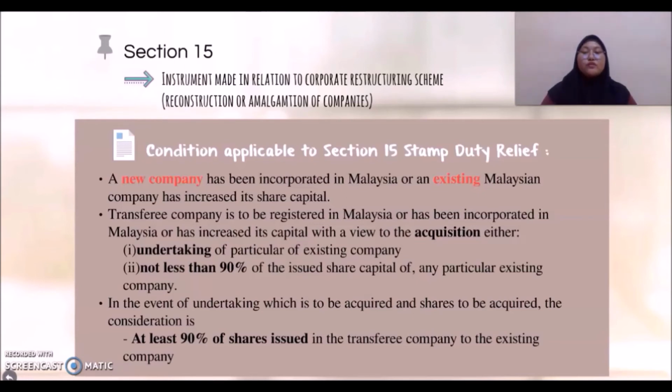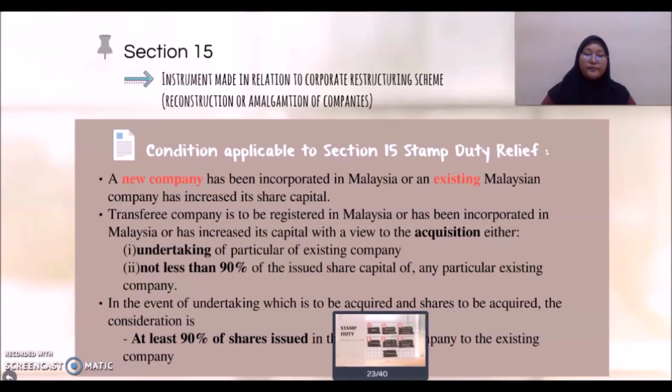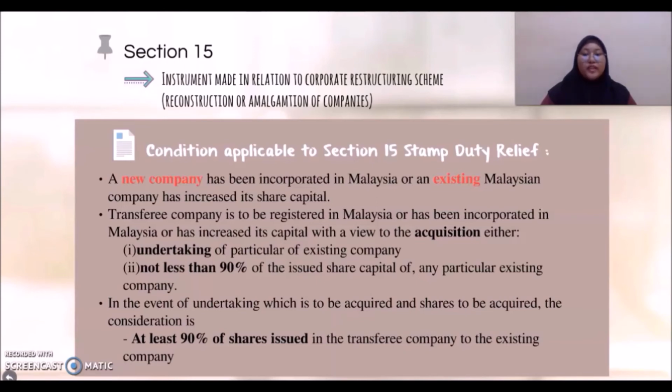In order to claim the relief under section 15, there are a few conditions that apply. If the company is a new company, it should have been incorporated in Malaysia. But if it is an existing Malaysian company, it should have increased its share capital. A transferee company is one registered or incorporated in Malaysia, or that has increased its capital with a view to the acquisition, either of the undertaking of a particular existing company or of issued share capital not less than 90% of any particular existing company.